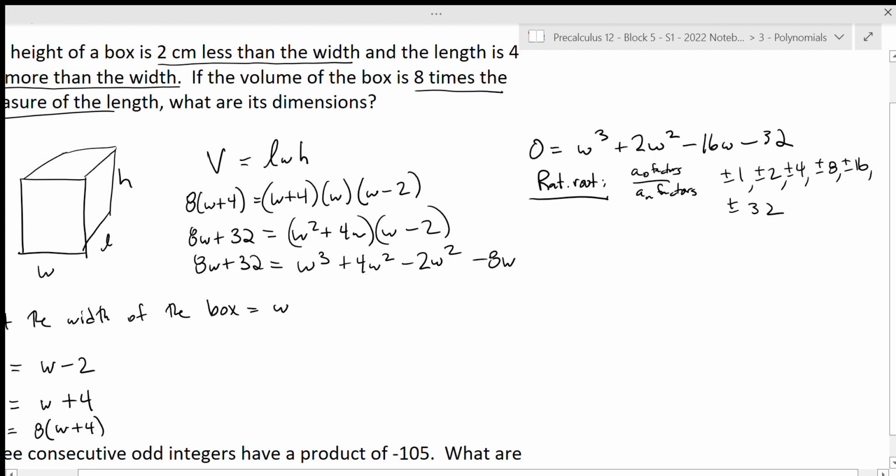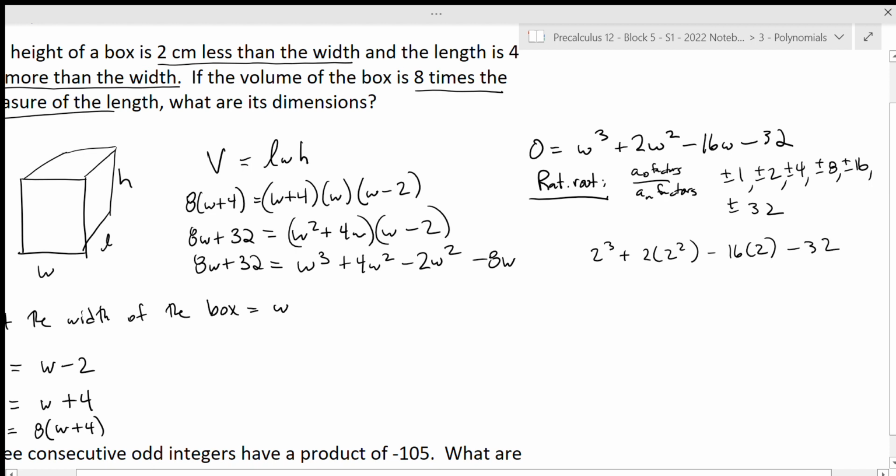Okay, so I'm really keen to try to do it with a smaller number rather than a bigger number. So I'm going to look at 1. I can see 1 cubed is not going to work. I'm going to try negative 1. So I have negative 1 plus 2 plus 16 minus 32. That's not going to work. So now let's try positive 2. So we have 2 cubed plus 2 times 2 squared minus 16 times 2 minus 32.